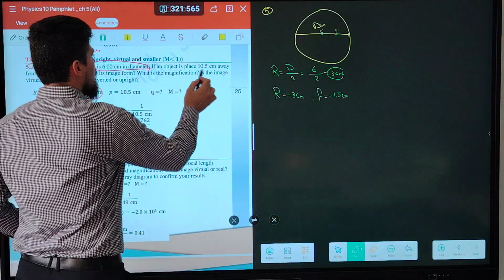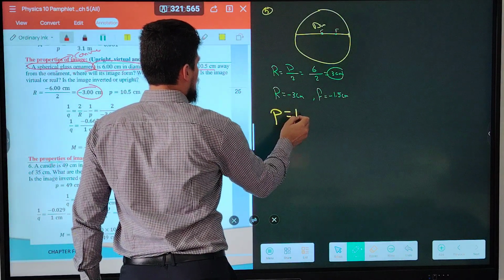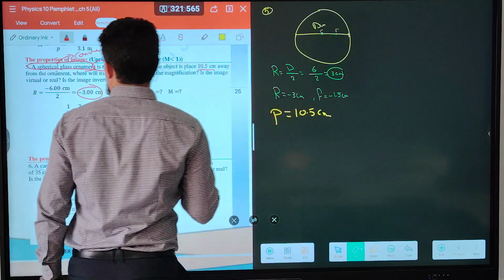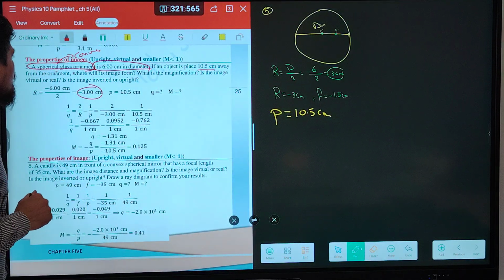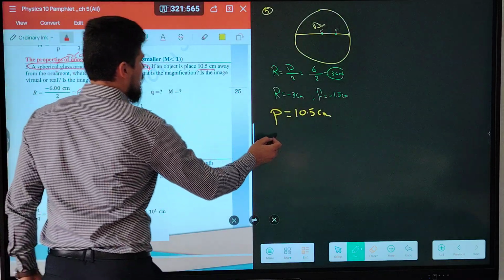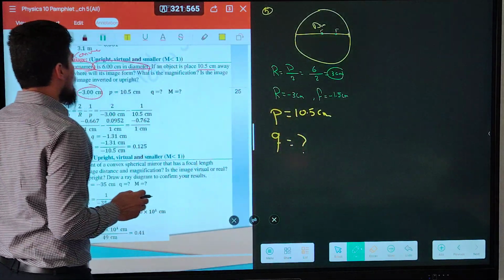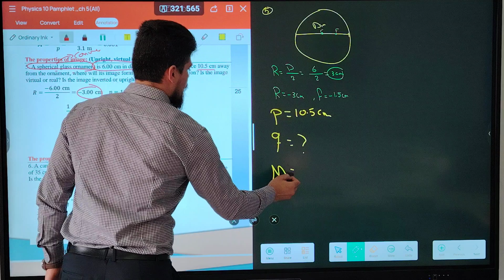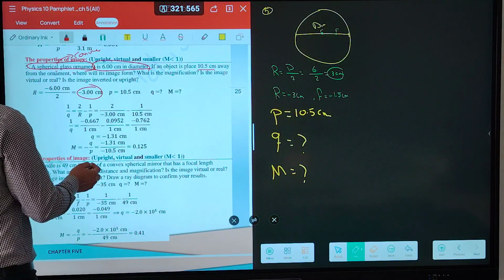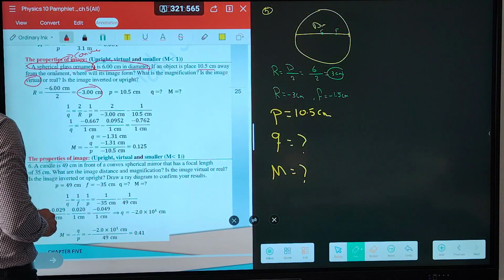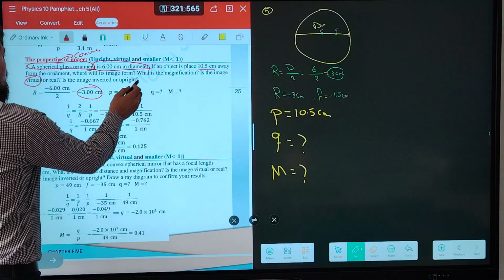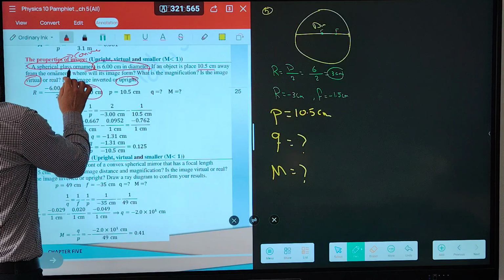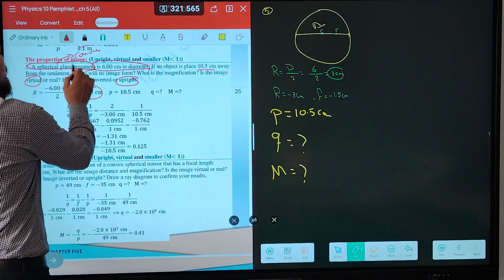If an object is placed at P equal to 10.5 centimeter away from the ornament, where will its image form? Q is unknown. What is the magnification? M. Is the image virtual or real? The image is virtual because it's convex. Is the image inverted or upright? The image is upright. The spherical glass ornament is considered to be a convex.